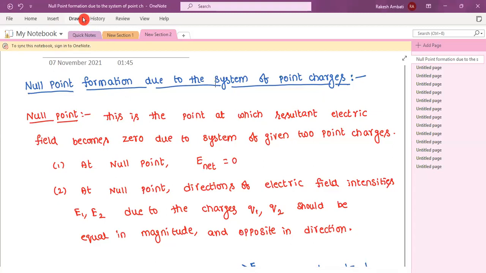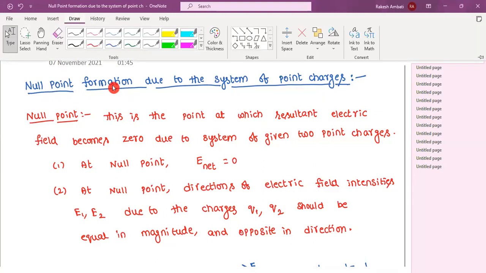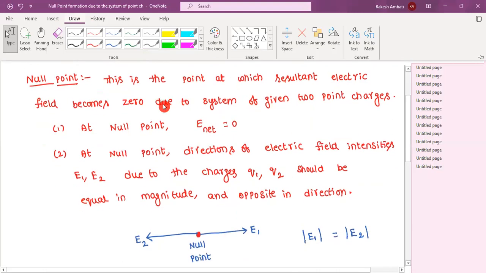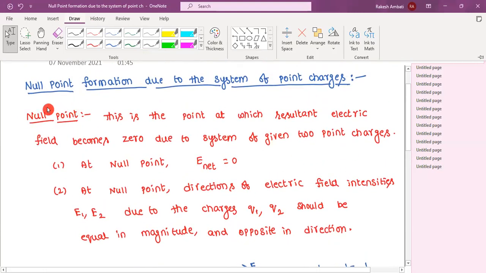So the concept is about the formation of null point due to the system of point charges. First of all, what is the meaning of null point? Null point is the point at which the resultant electric field becomes zero due to the system of given two point charges. So what are the important points?